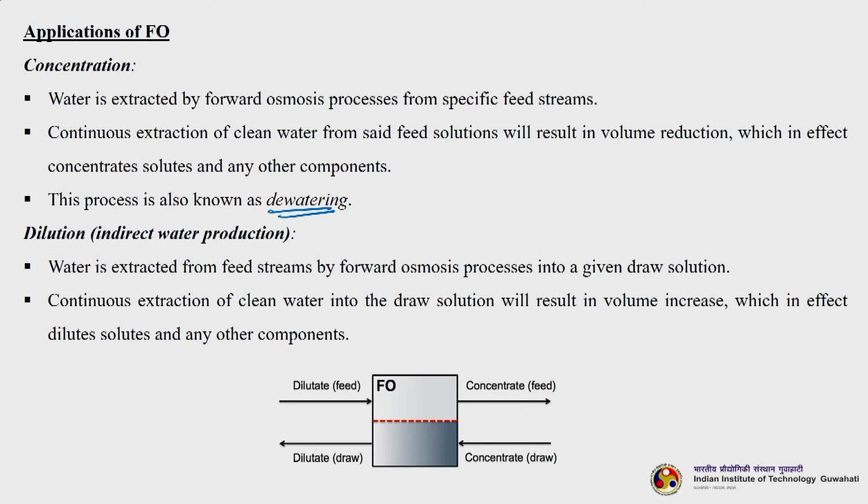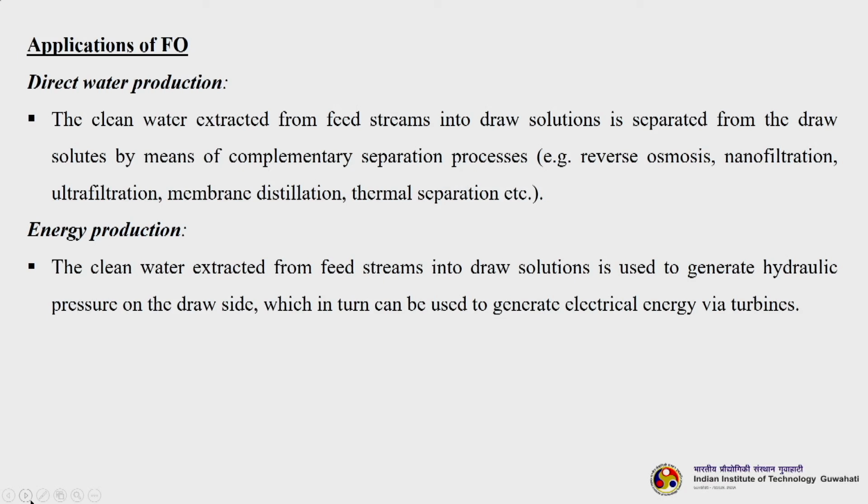The next is dilution, or indirect water production. Water is extracted from feed streams by the forward osmosis process into a given draw solution. You can see here the diluted feed is being fed to an FO system, and we get the concentrated feed here. The concentrated draw solution is fed at the bottom side, and you get the diluted one here. Continuous extraction of clean water into the draw solution will result in volume increase, which in effect dilutes solutes and any other components.